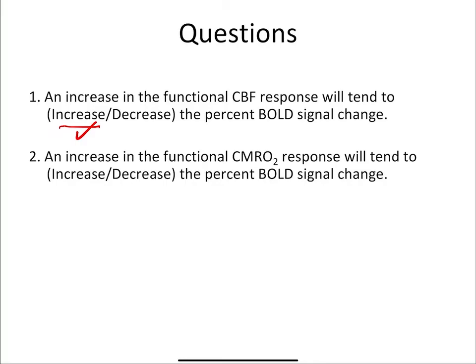For the next question, it was about 77% decrease, 23% increase. The correct answer would be decrease. This isn't the best question; it could have been worded a little better, but the best answer is decrease. As CMRO2 increases, it tends to increase deoxyhemoglobin, which will tend to drive the MR signal down. All things being equal, it would be decreasing the fMRI signal. Are there any questions on that?